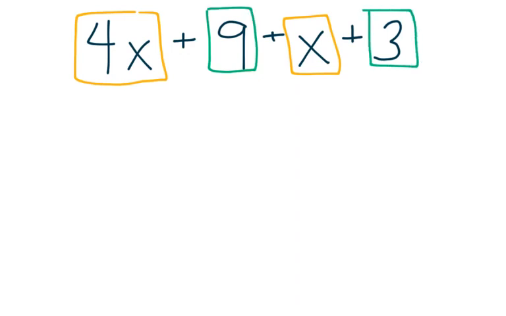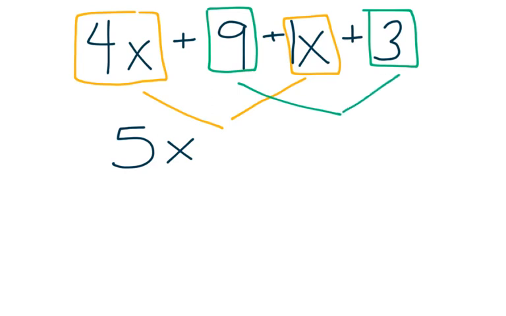Now, I chose different colors here because I can see that 4x and x are like terms. They're like terms because they have the same variable raised to the same power. So I can add those together. If I have 4 x's, and remember this is actually another 1x, I then have 5 x's. Then to that, I have 9, and I have 3 more. Well, that's 12. So to it, I add 12.